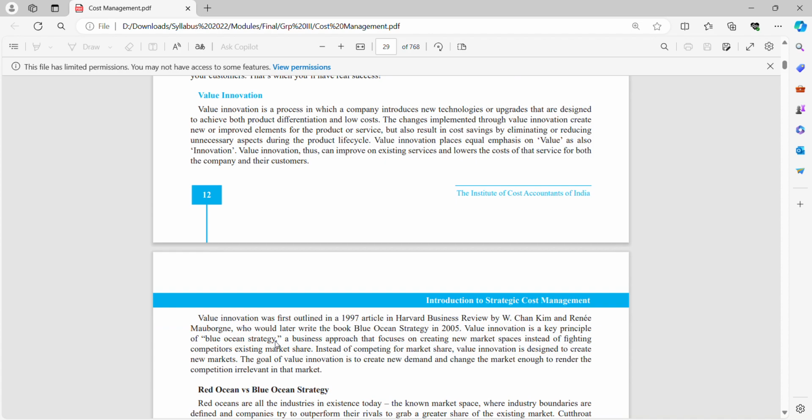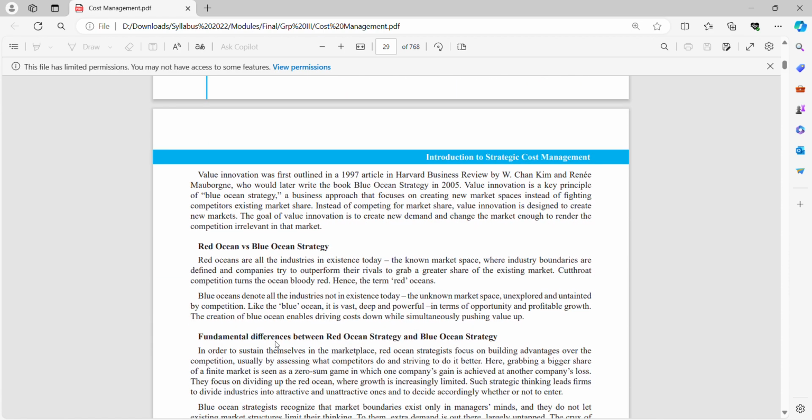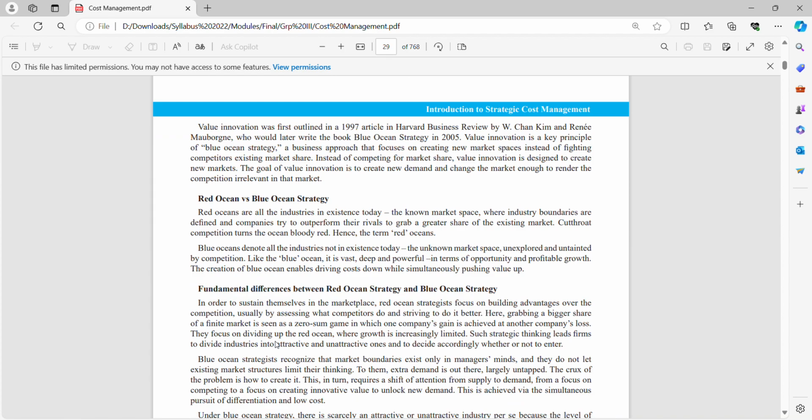Value innovation is a must, and many times companies do adopt it. They try to upgrade their machine by changing the engine or a motor or by repairing any part of the machine. They even try to enhance their knowledge; they go for advanced trainings for their employees. They try to change the product design. They try to change the color of the product. That is nothing but value innovation. A quick read, then we'll take red ocean versus blue ocean strategy.